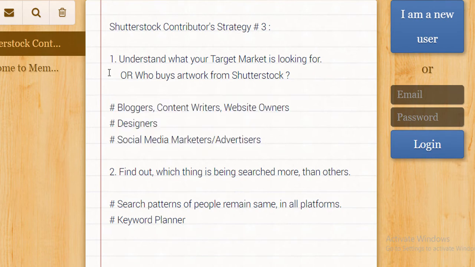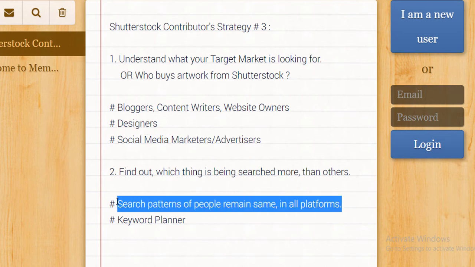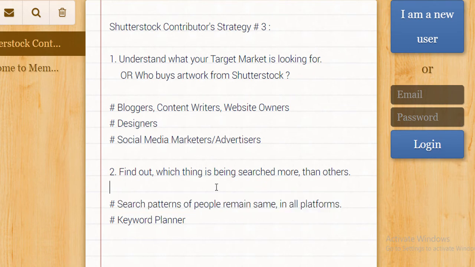Okay, so this is the first part regarding understanding the target market, then finding out which thing is being searched more than others. Now Shutterstock itself does not have a system of this sort, but this is an important statement here, that search patterns of people remain the same in all platforms. Okay, so if somebody is looking for something in Google, the way they search in Google, they are going to follow the same pattern while searching in YouTube or even in Shutterstock. Okay, so it's not like they would change their style of searching.